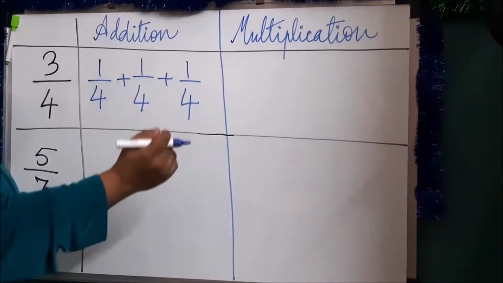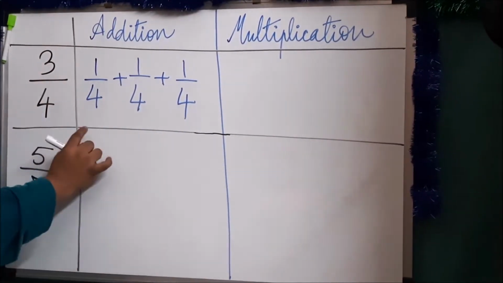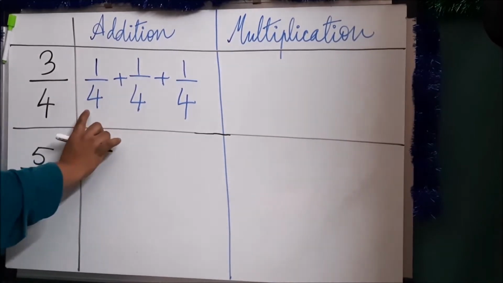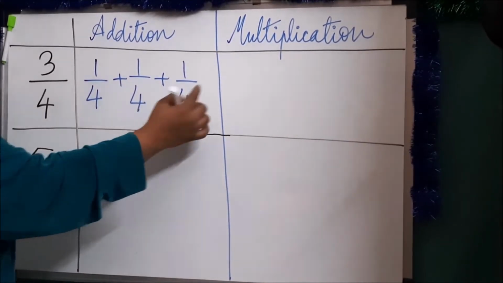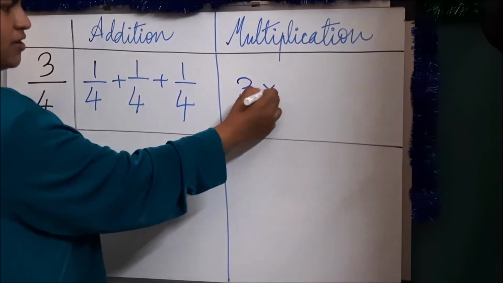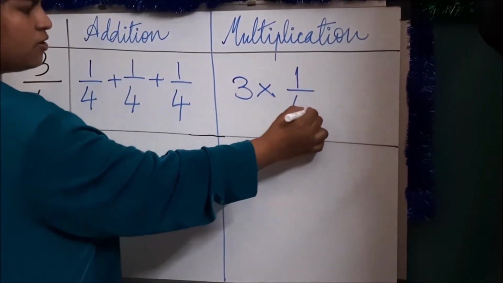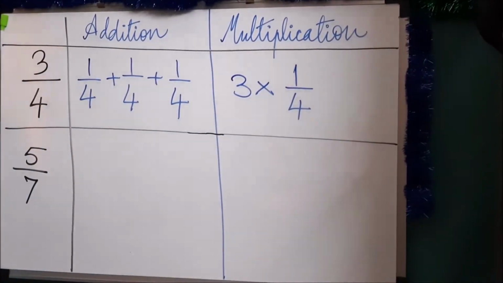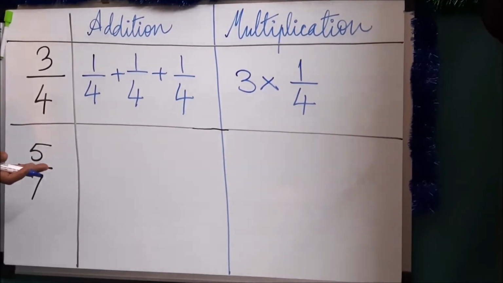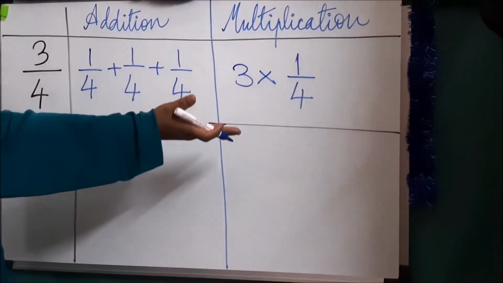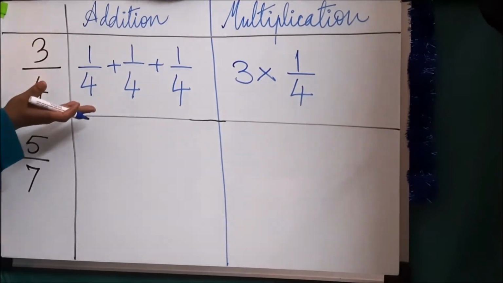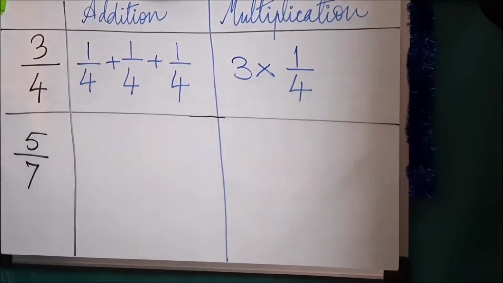Now they're saying, how would you write it in multiplication form? How many times did we take 1 upon 4? 1 time, 2 times, and 3 times. So 3 into 1 upon 4. Finish. That's my answer, multiplication. Okay, so I showed it in the multiplication form as well as in the addition form. Let's try to understand the next one.